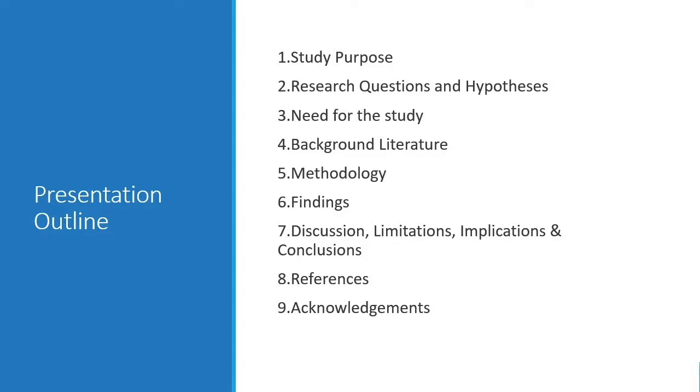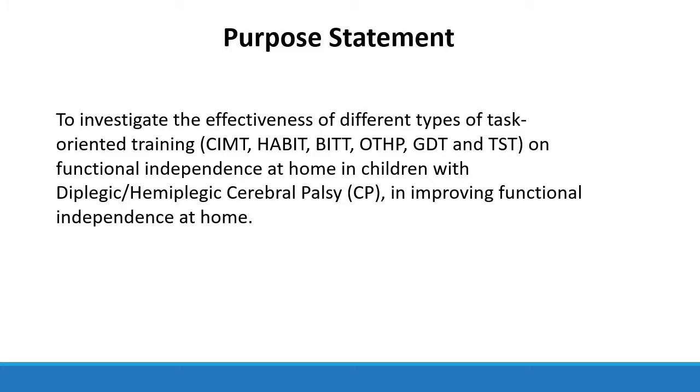8. References. 9. Acknowledgements. The purpose of our study is to investigate the effectiveness of different types of task-oriented training on functional independence at home in children with diplegic or hemiplegic cerebral palsy. These types of task-oriented training include, but are not limited to, constraint-induced movement therapy, which is a specialized approach used to increase the use of the affected limb by restricting the unaffected limb and practicing the desired task for 6 hours a day.